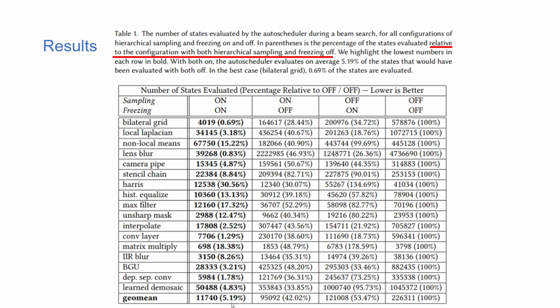So on average, as mentioned, it's going to evaluate 5% of the total available options, so it's going to execute way faster. And in the best case, for bilateral grid, which was the example that I showed, either freezing was good or hierarchical sampling was good, but not both off or both on. In that case, it evaluates the smallest fraction. Maybe there is something wrong in this example.